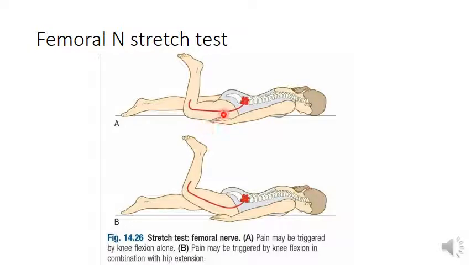We can also ask the person to extend the hip joint. So here you can see the hip is in the neutral position. The pain can be triggered by extending the hip joint, and you can see that the pain has been more over the lumbosacral region, indicating that it could be an intervertebral disc prolapse leading on to sciatica.